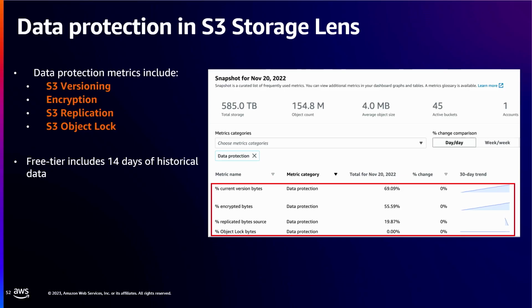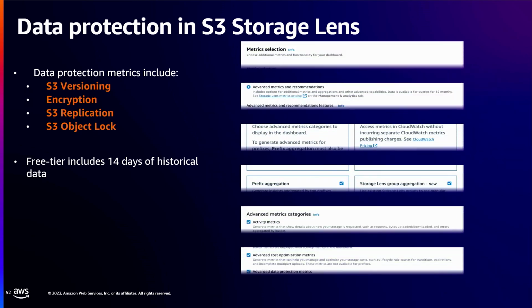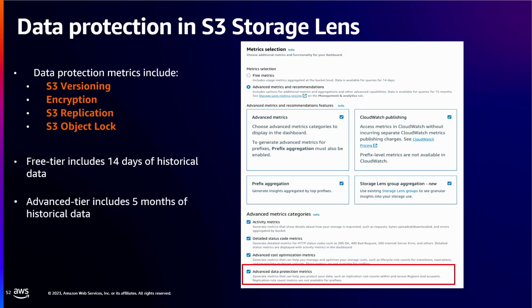In addition to this, S3 Storage Lens also offers an advanced paid tier, and this advanced paid tier has metrics based on 5 months of historical data and gives you more actionable insights like the replication rule count for same-region replication, cross-region replication, replication rule count for invalid buckets at the destination, and so on.